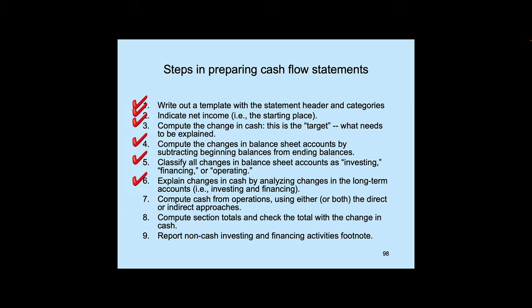So when we come back here, we can say, all right, we've done the cash from operating activities section. Number 8 says compute the section totals and check the total with the change in cash. Well, what I'm doing between this slide is just add them up, and I've got 192 positive in cash from operations minus 188, that's a net 4,000 positive, and then 22,000 negative. When we add these up, a 4,000 positive and a 22,000 negative is an 18,000 negative.